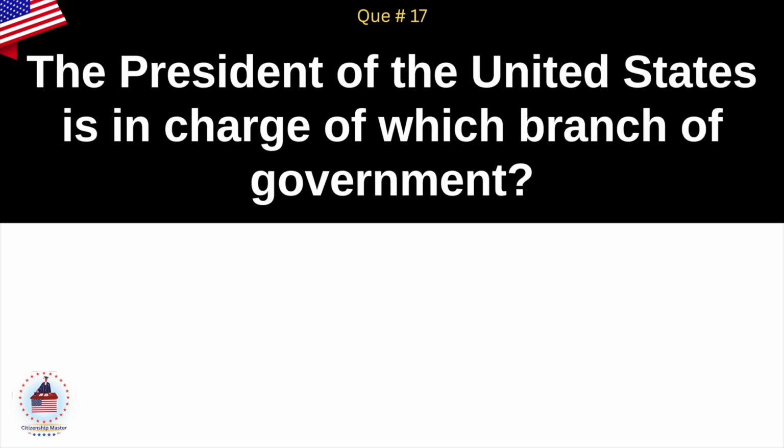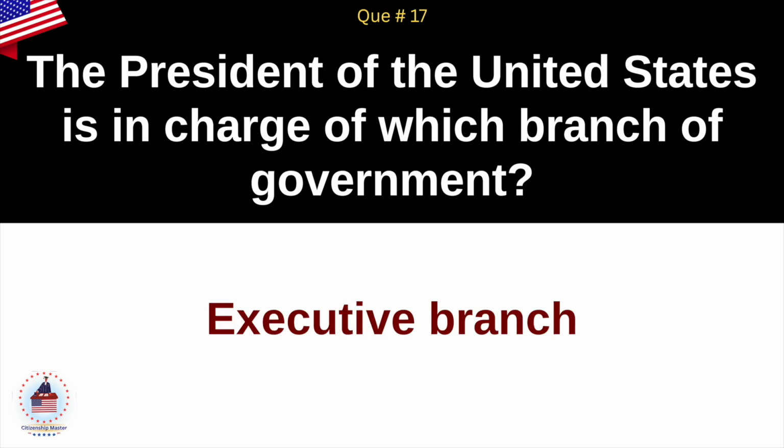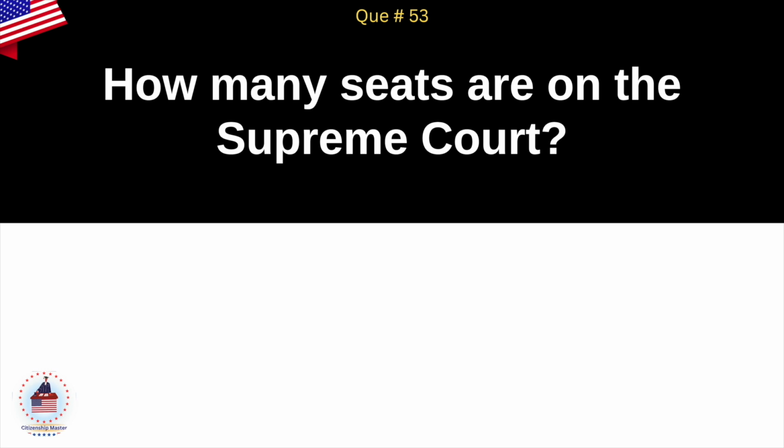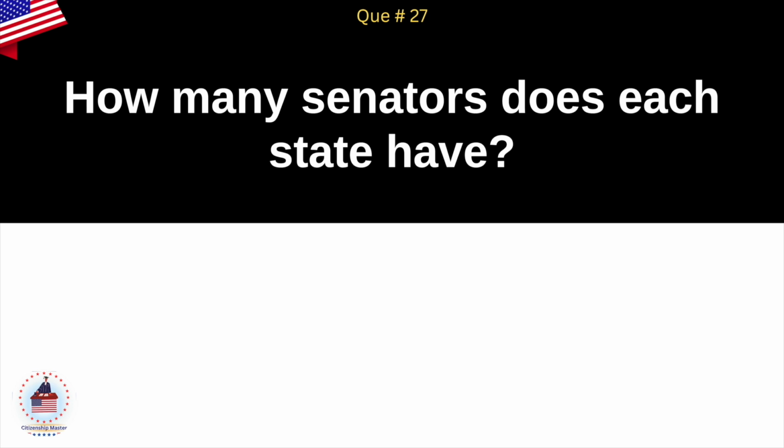The President of the United States is in charge of which branch of government? Executive branch. How many seats are on the Supreme Court? Nine. How many senators does each state have? Two.